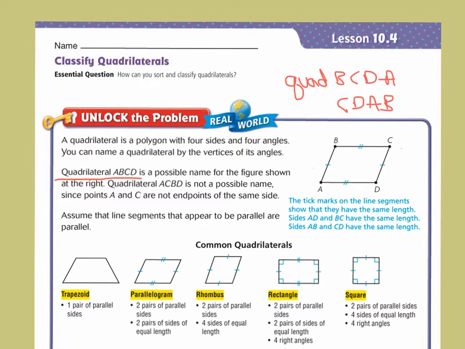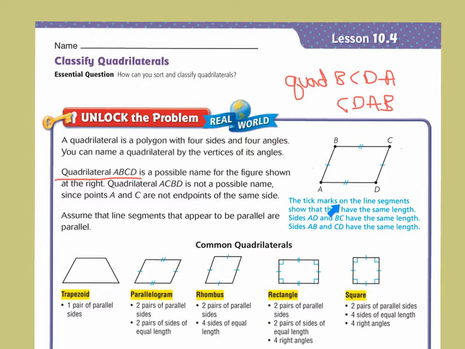Let's go back down here. It says quadrilateral ABCD is a possible name for the figure shown, but we just listed a few other options as well. Quadrilateral ACBD is not a possible name. You cannot crisscross and name a quadrilateral that way. It also tells you to assume that line segments that appear to be parallel are parallel, because remember, having parallel lines and perpendicular lines is a really important way to identify and name different types of quadrilaterals.